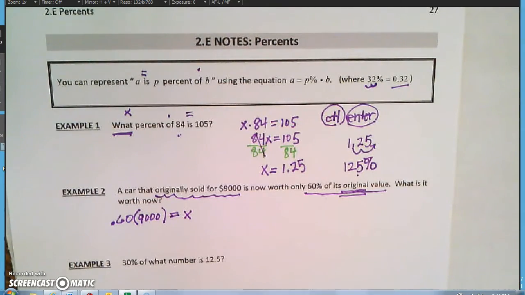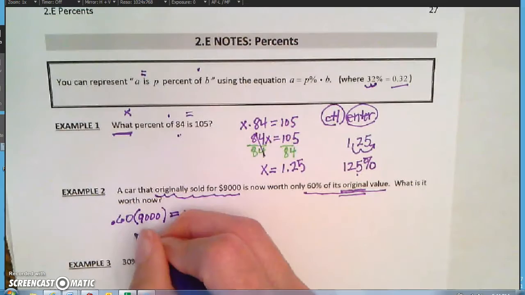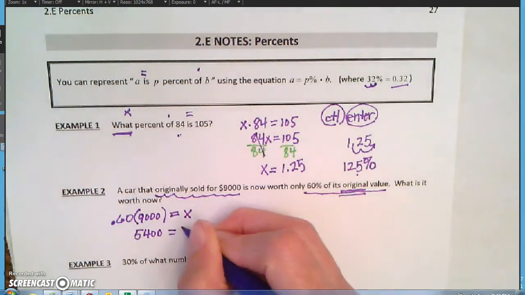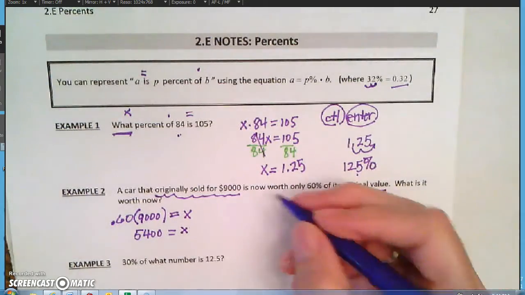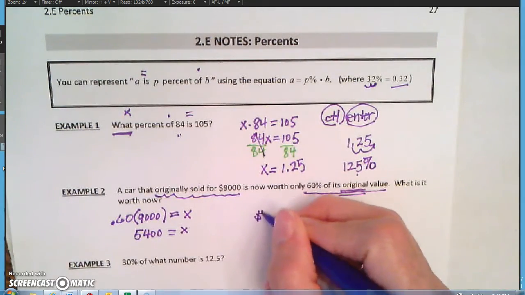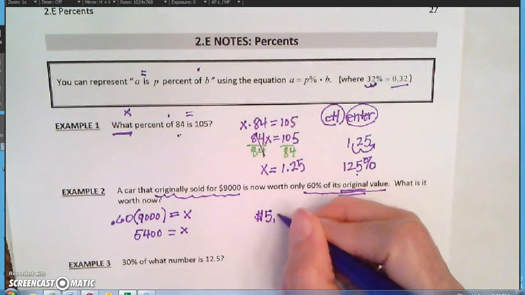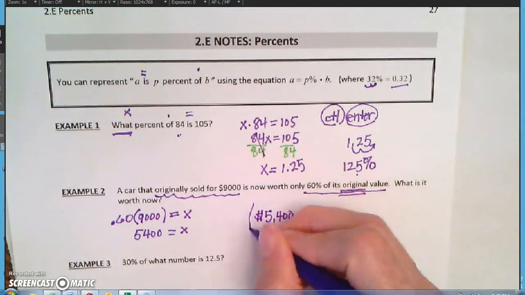Again, using our calculators to multiply, we'll come up with 5,400 is equal to x. So our answer is that our new value is going to be $5,400.